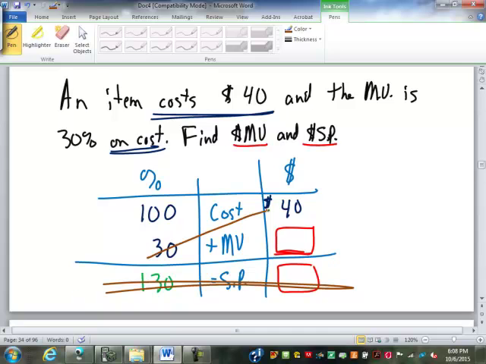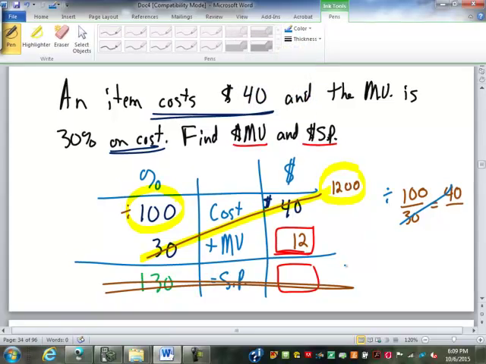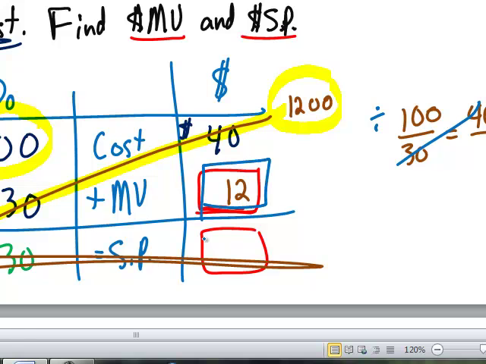I'm going to do 30 times 40 is 1,200. And divided by 100 is 12. So I'm going to pause there. Does everybody see how I did the cross multiplication and division? These two numbers were diagonal from each other, so I multiplied them to get 1,200. This is the number on the other diagonal, so I divide by it. This is just like if I had this written out as 100 over 30 equals 40 over blank. Cross multiply and divide. So we get the $12 there.